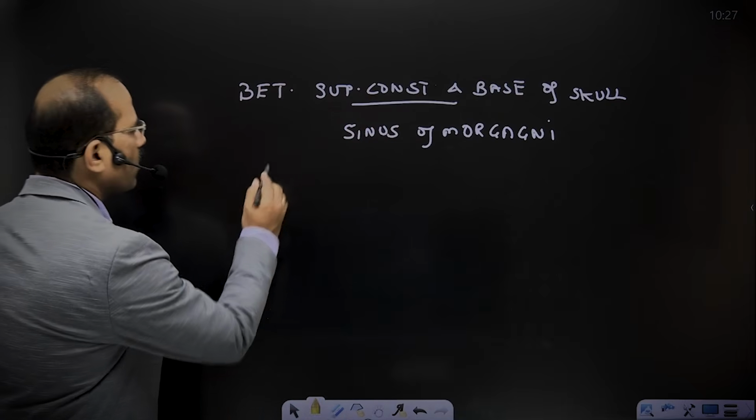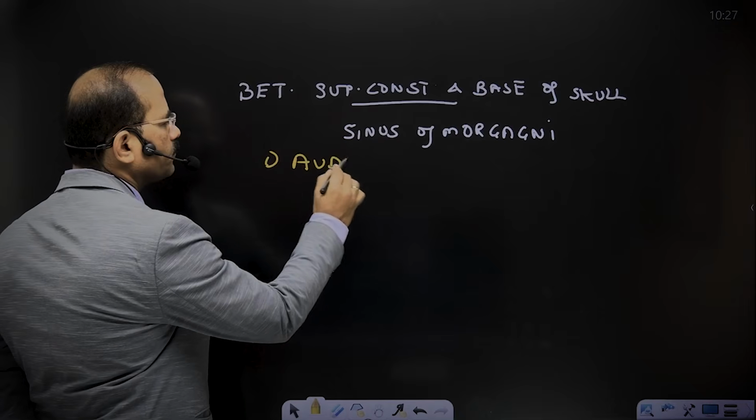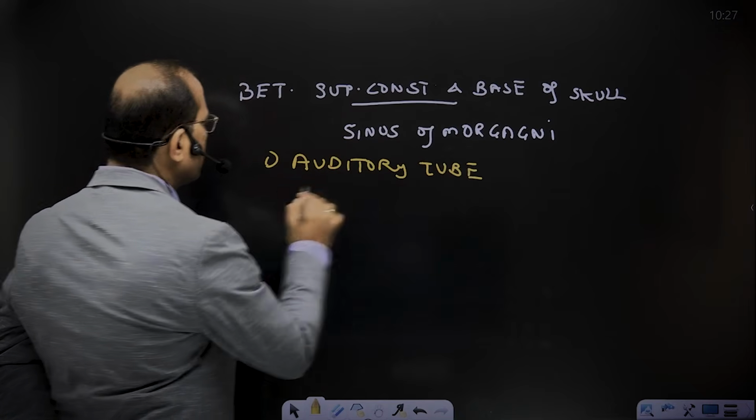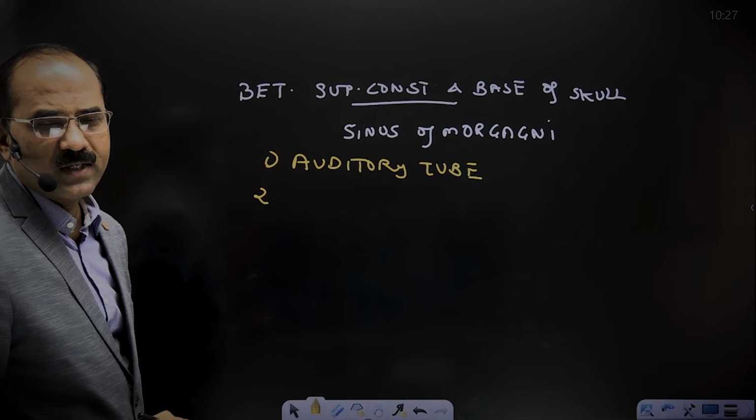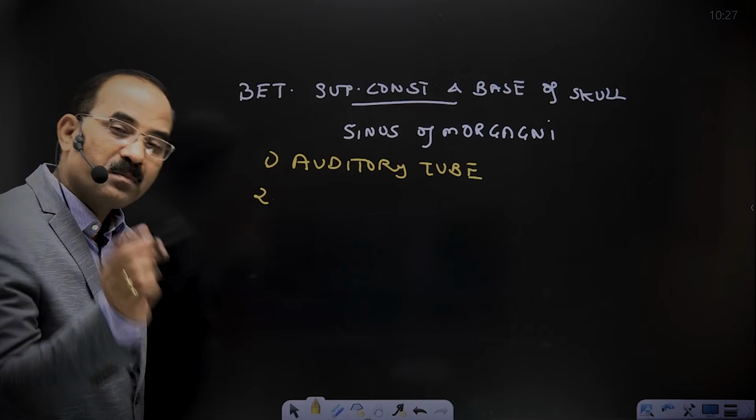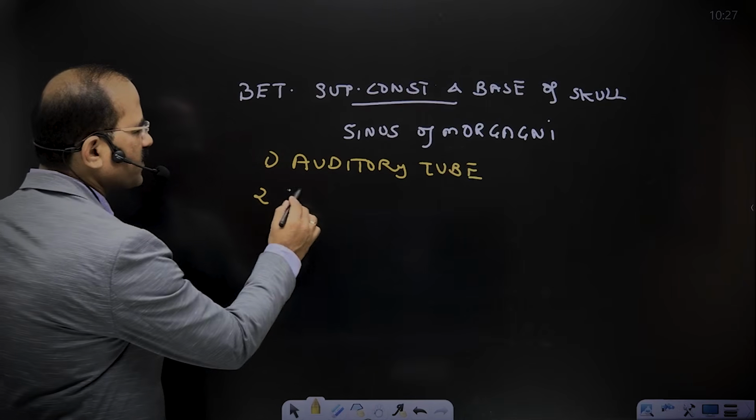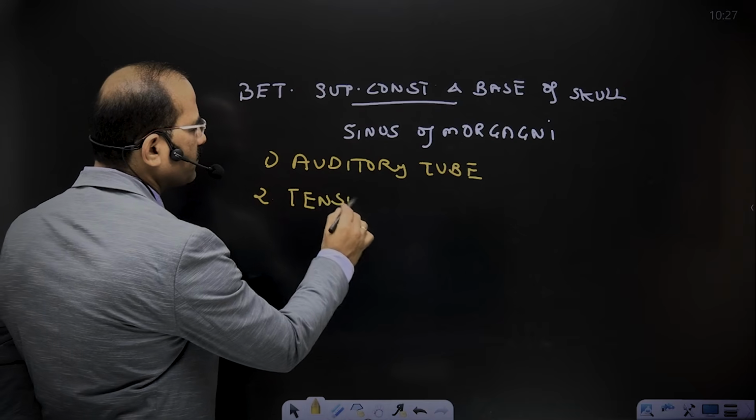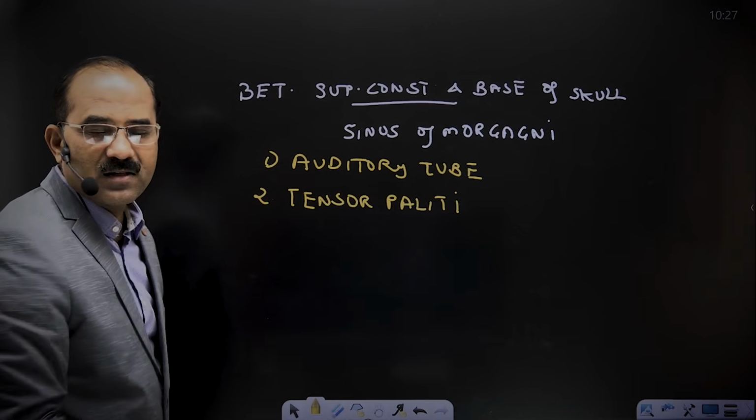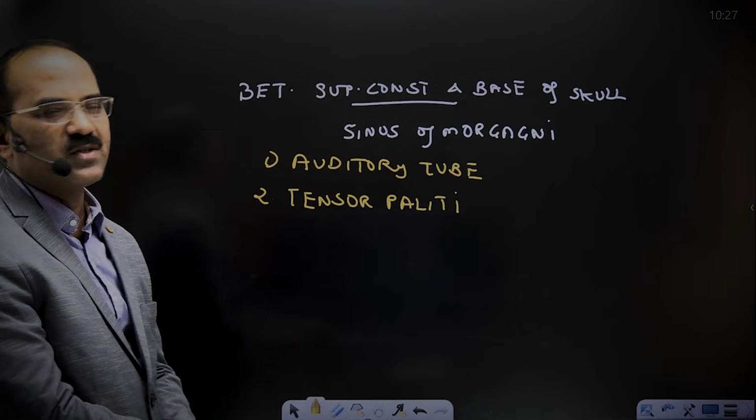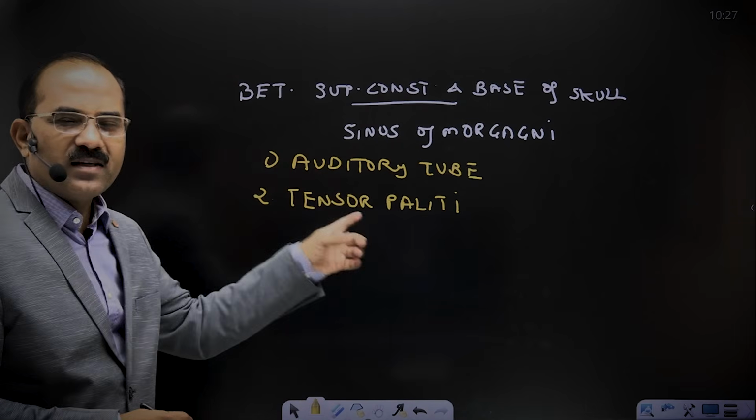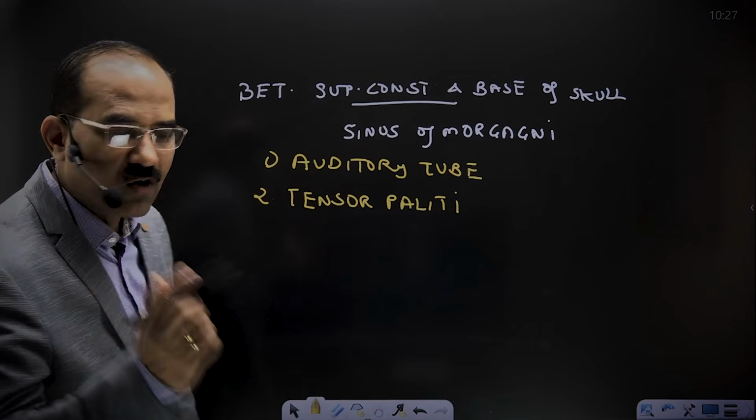Number one is the auditory tube. Anything else? A muscle of the soft palate that is known as tensor palatii. Just remember this, this is what is asked in the MCQ: structures which go between the constrictors. So one is the eustachian tube which goes above the superior constrictor. Second is the tensor palatii muscle. That's a muscle of the soft palate.